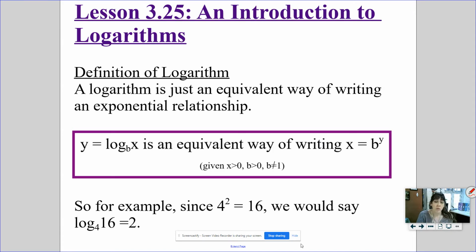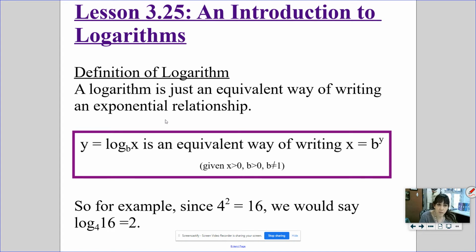This lesson I'm calling 3.25 because it's kind of like a halfway lesson between 3.2 and 3.3. It's something that should have been presented to you in Algebra 2, but it has not been historically, so I'm going to do this intro lesson, I'm calling it, to logarithms with you today.